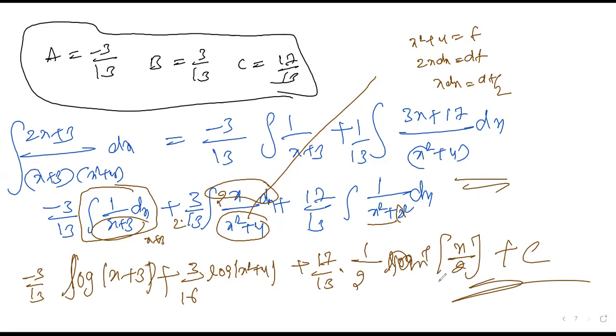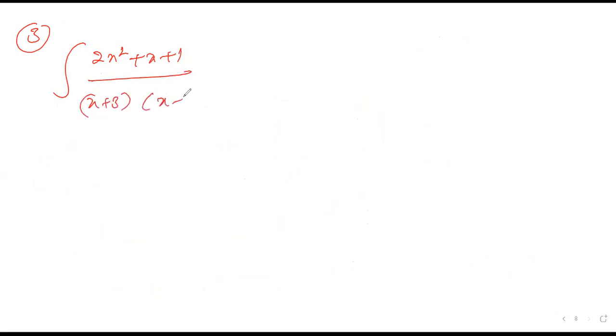The question number 2 is also finished. Now question number 3: integration of (2x square plus x plus 1) by (x plus 3) into (x minus 2) whole square dx.